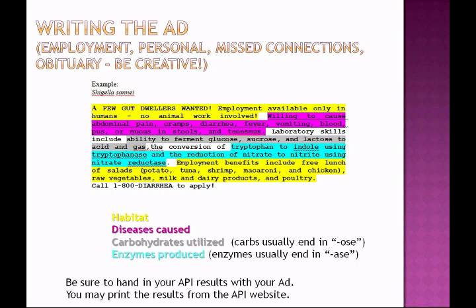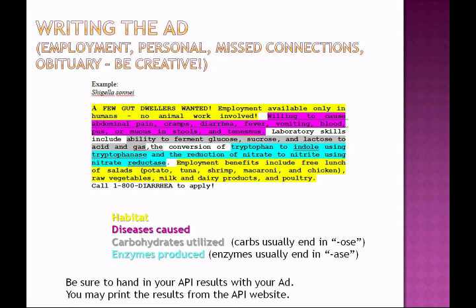The carbohydrates utilized are in gray. This came from the API 20E, so I would look back, look at all of the carbohydrates represented on the API 20E, and those that were positive I would use in this ad. So for Shigella sonnei, the ability to ferment glucose, sucrose, and lactose to acid and gas would be included here. Remember, carbohydrates usually end in "-ose", but not always. Lactose is a carbohydrate. Here you hear the "-ose" there. But amygdalin is also a carbohydrate, and it doesn't end in "-ose".